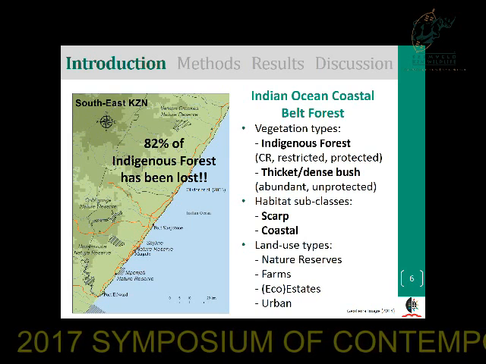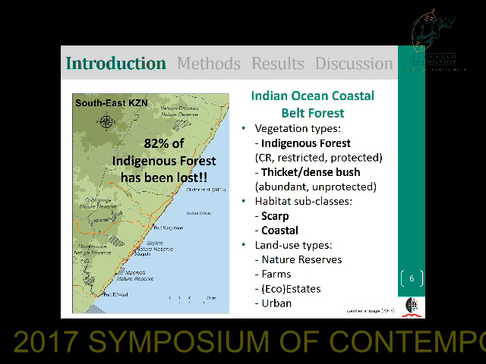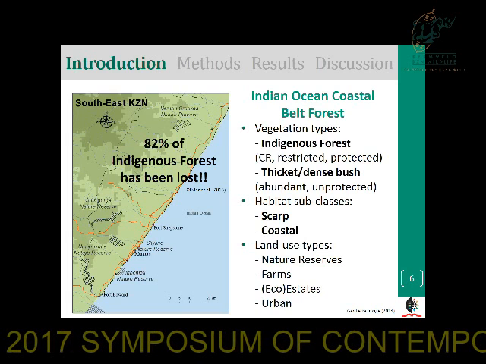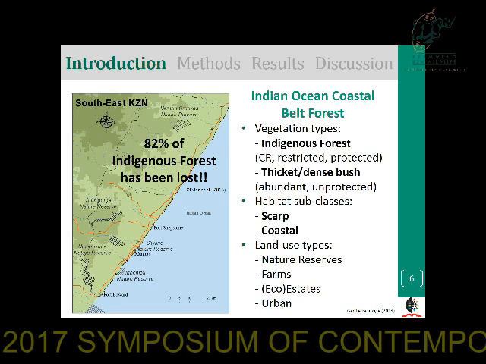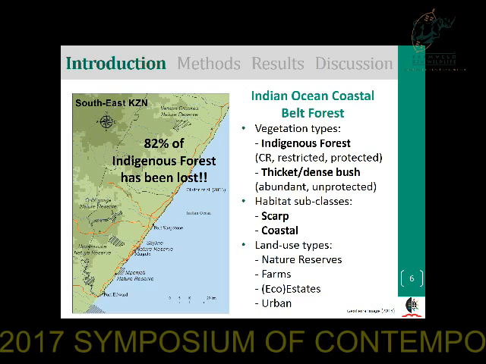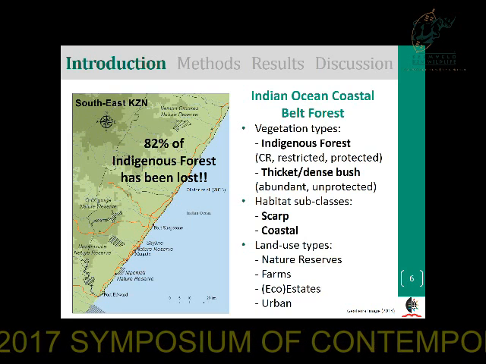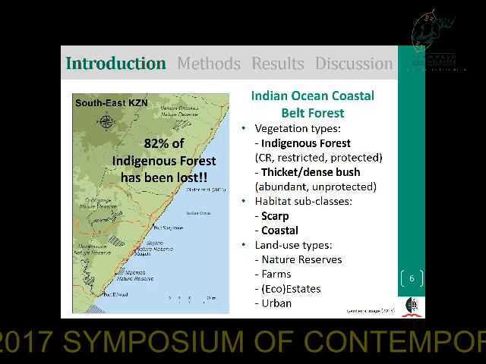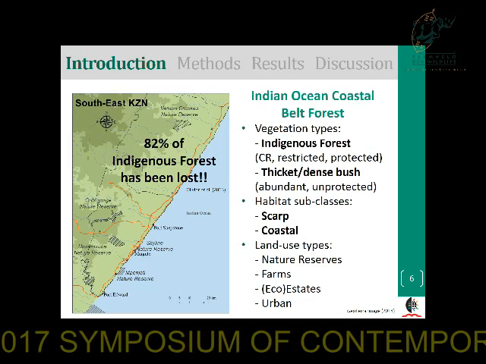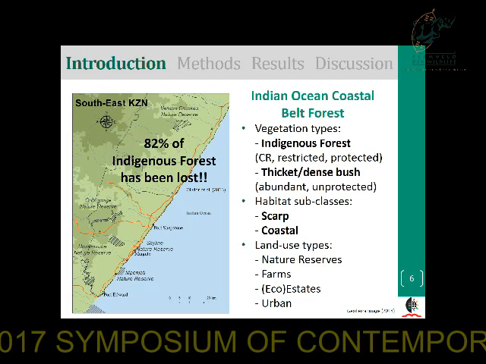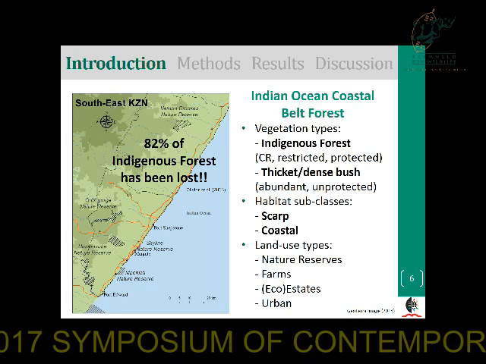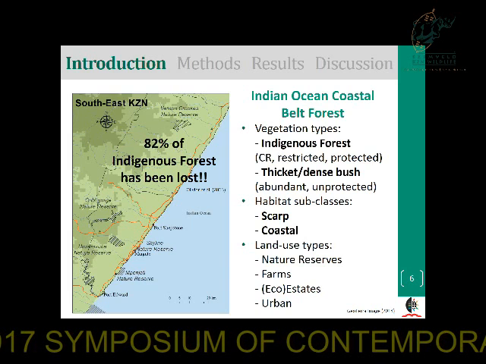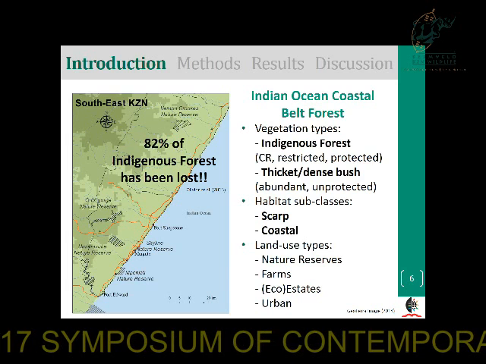And if you can come to the forest coastal conservation session on Thursday, we'll talk a little bit more about how coastal thicket dense bush is most likely actually regenerating indigenous forest. But these are our two broad vegetation types, and then we have our habitat subclasses of scarp forest and coastal forest itself, and then we have a range of land use types, so our nature reserves, patches that are still contained on farms, within eco-estates, these impenetrable places where people like to live and be within nature, and patches that are retained within the urban land use mosaic.